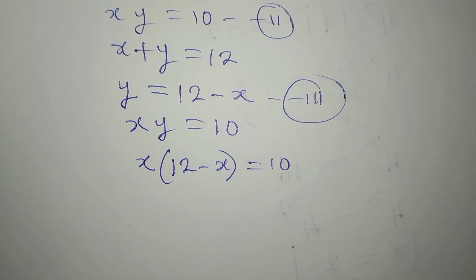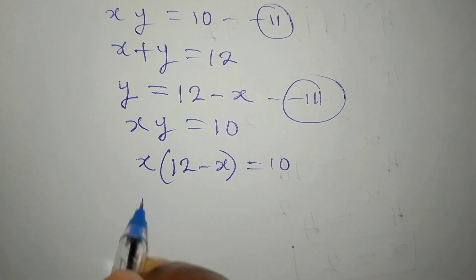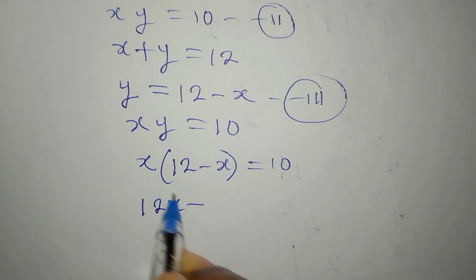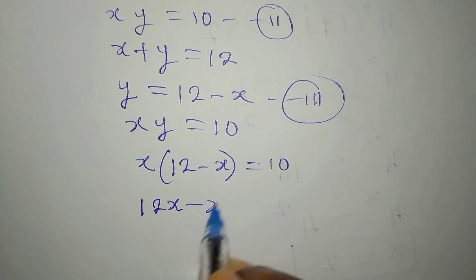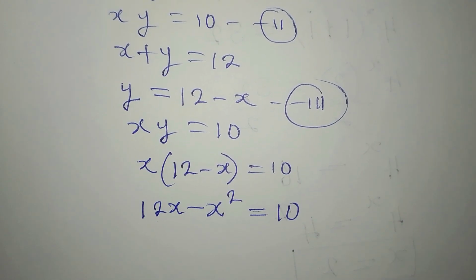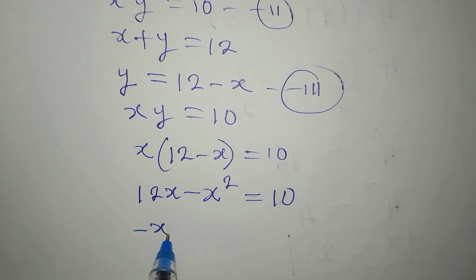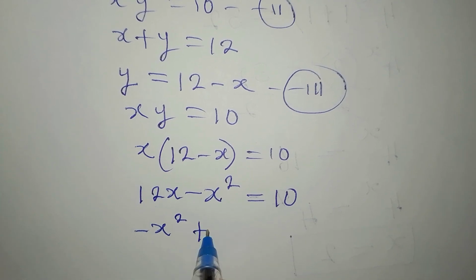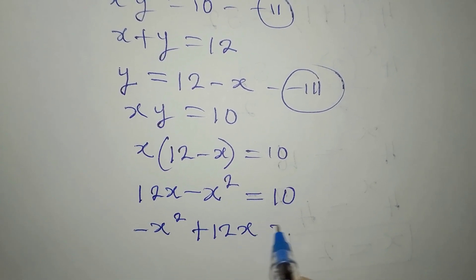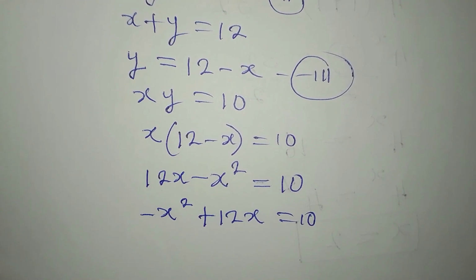Let's open the bracket. How do we open the bracket? I believe you know that. So this x will multiply 12, we'll have 12x. x will multiply itself, and we have x squared. This is equal to 10. In other words, minus x squared plus 12x is equal to 10, because the one with the highest power should appear first.